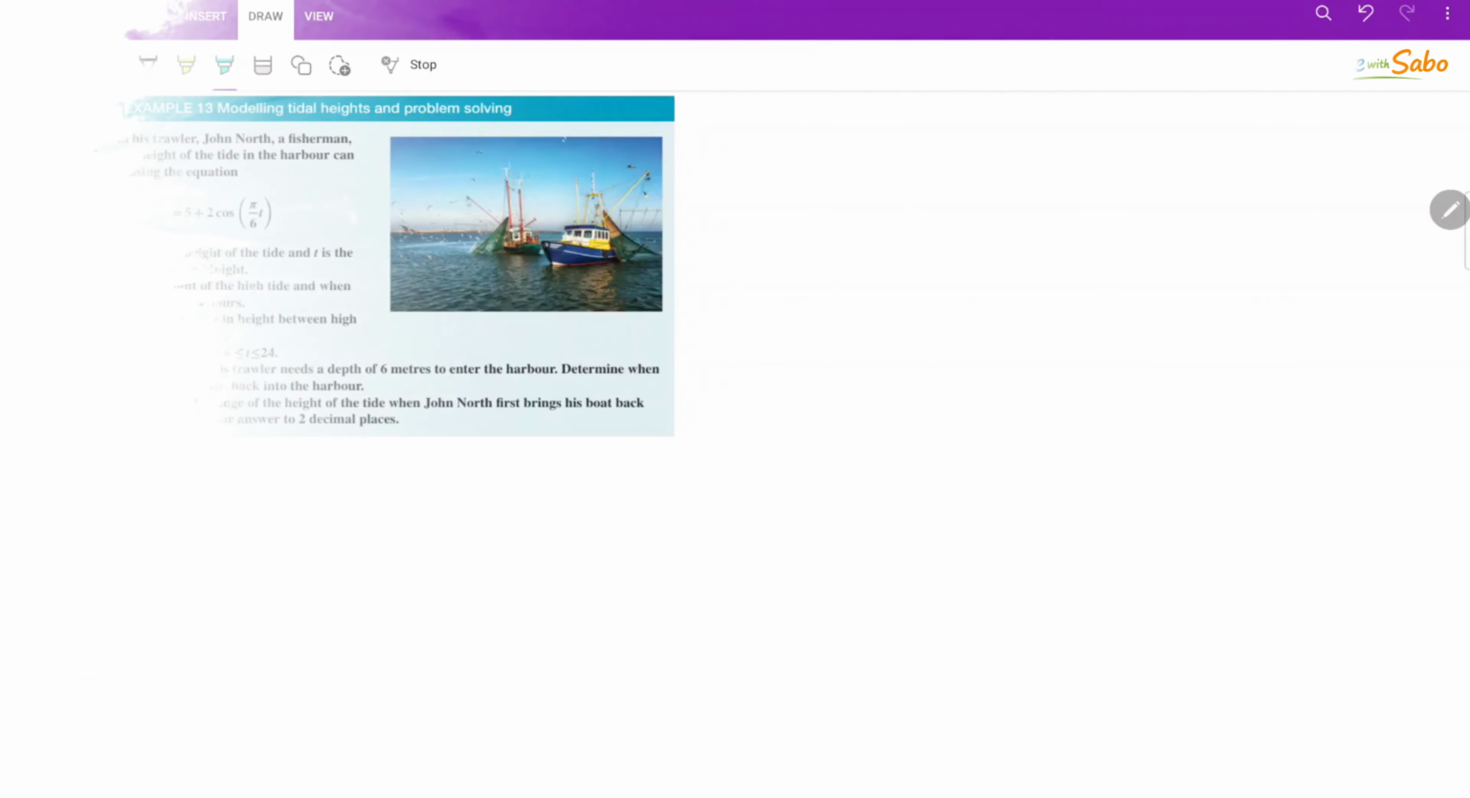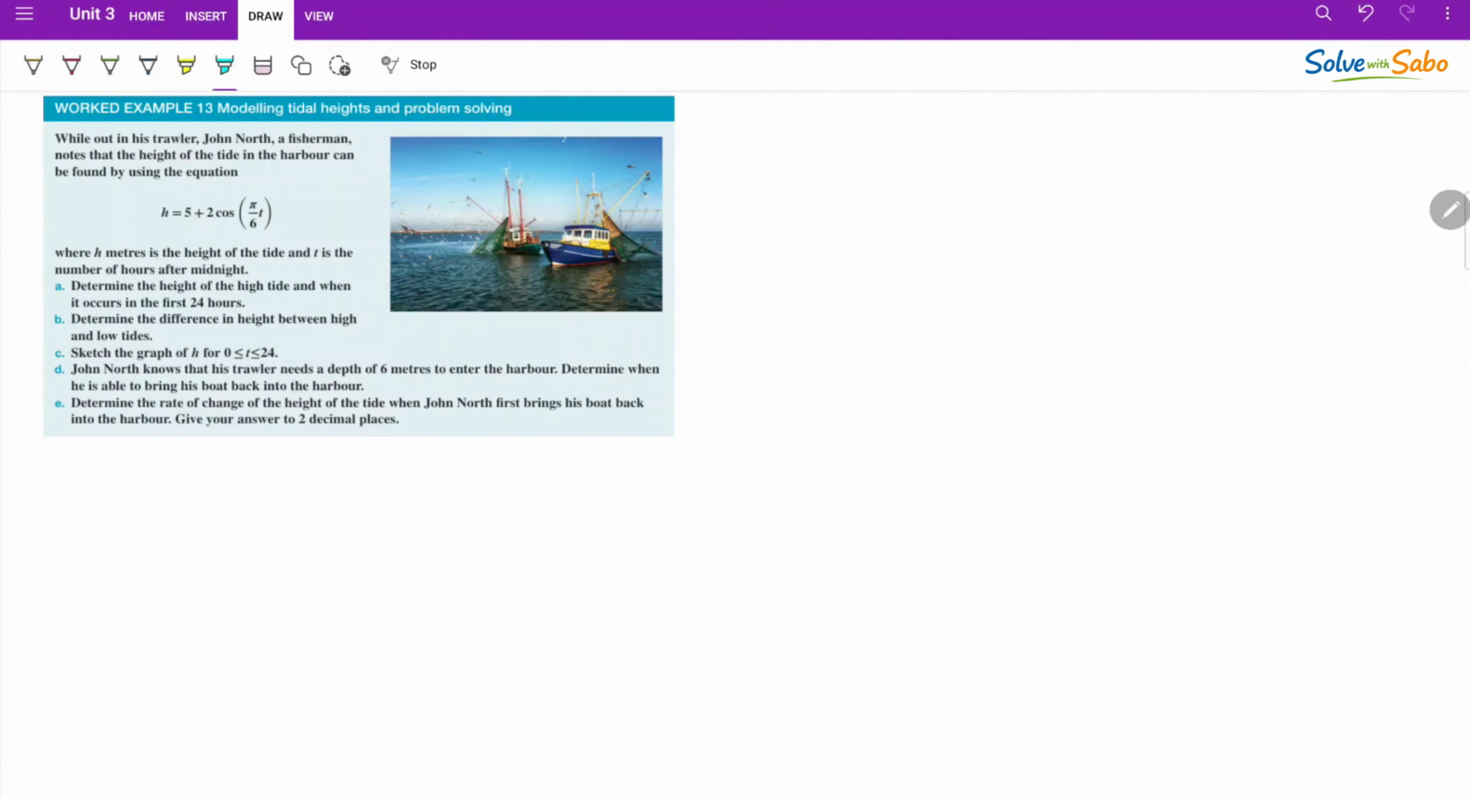What we're going to do now is have a look at some modeling, which is essentially real life or worded scenarios that we're representing using trig functions here. Now, what I'm going to do is show you a live thought process and problem solving process, because I haven't looked at this question, haven't done this question. I don't even know what part A through to E is even asking me.